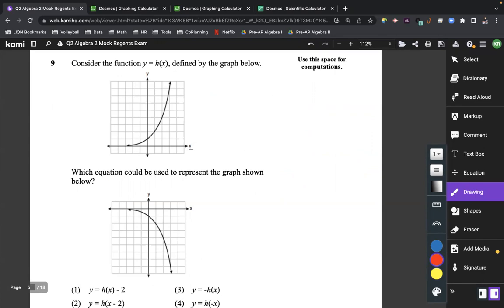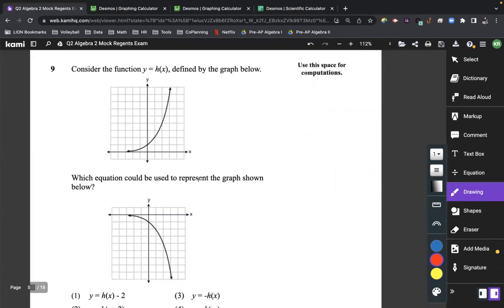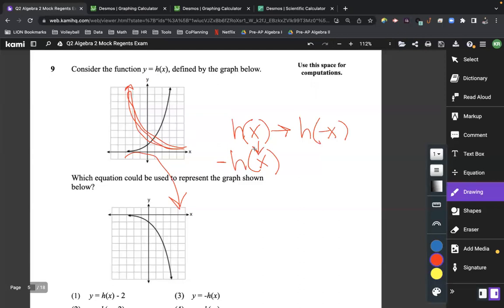But this is a reflection over the x-axis. Remember, if it's on the inside, so if I have h of x and I wanted it to flip this way, that's on the y-axis. So that reflection would be h of negative x. But since it flipped over the x-axis and went down this way, that means my negative is on the outside. So this is for a y-axis reflection, and this is for an x-axis reflection.